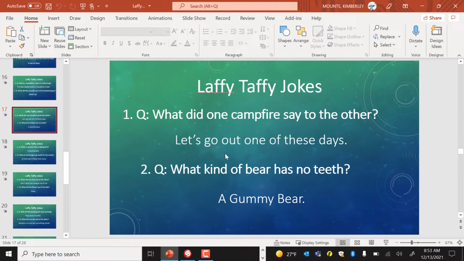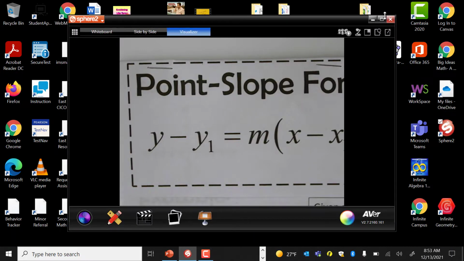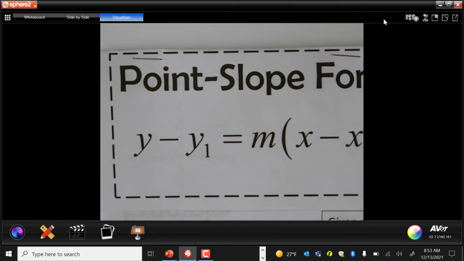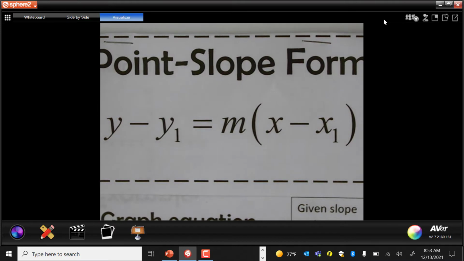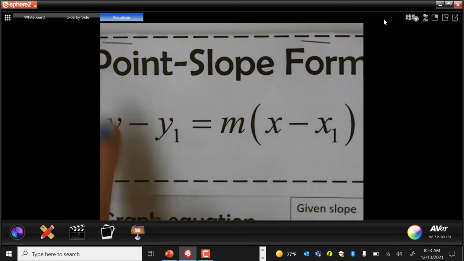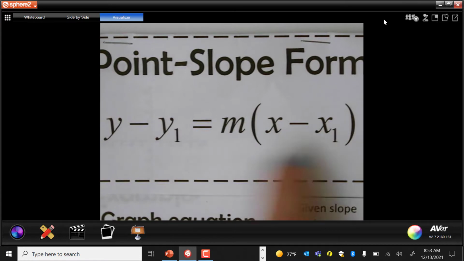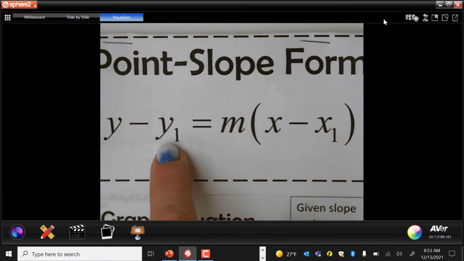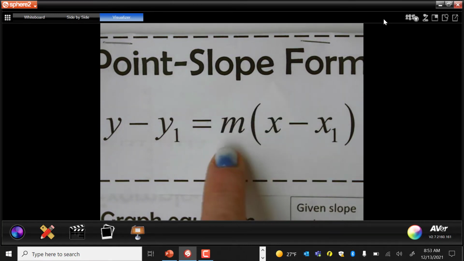All right, let me get this set up here. Okay, so I am assuming that you have this already cut out, and we will do that little part together. It's just a little foldable. So point slope, that's exactly what it says. We're going to have a given point, which will substitute the x1 and the y1, and then we will have a given slope. And slope, you remember, it will substitute in for the letter m.